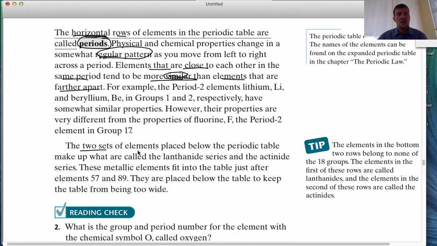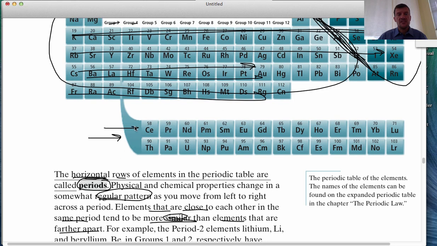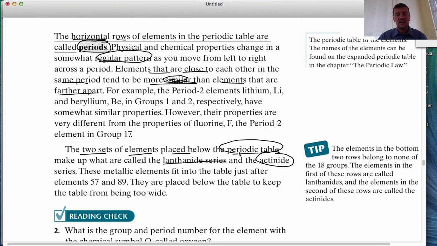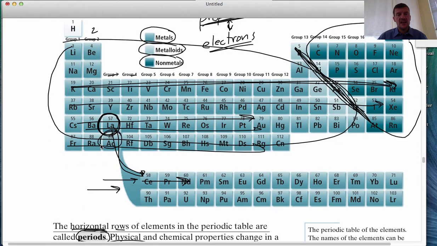The two sets of elements placed below the periodic table make up what are called the lanthanide series. That's down here. It goes from this element here, number 57, and then jumps down here. That element, number 57, is called lanthanum. Then it spills into this row, which is called the lanthanide series. We'll talk about that. And the other one is the actinide series. Actinium here, number 89, then spills down into this row. So this row down here below is called the actinide series.